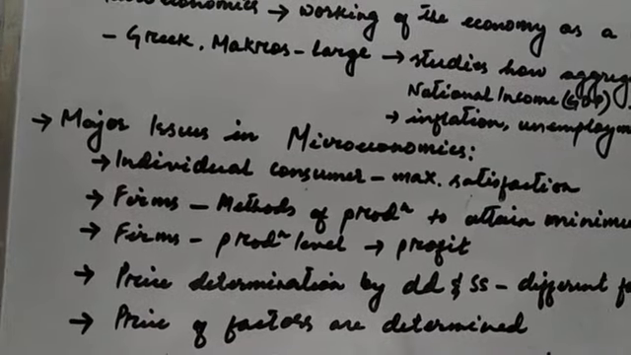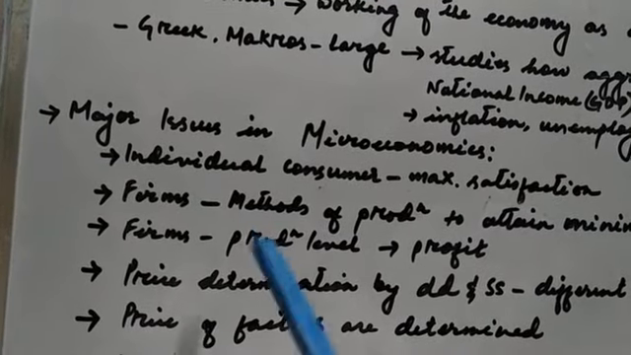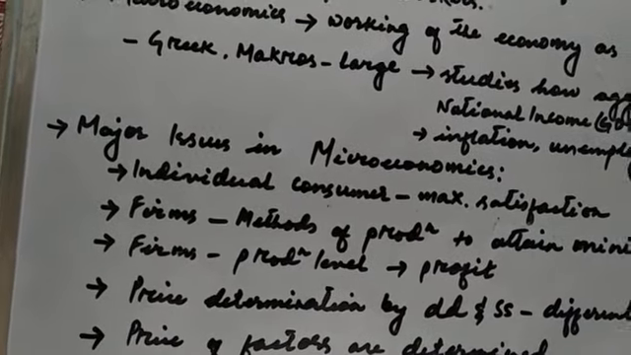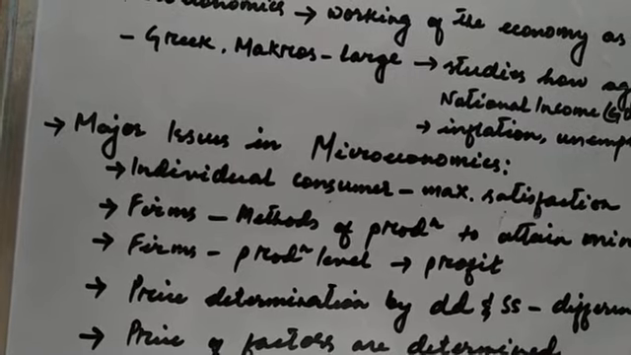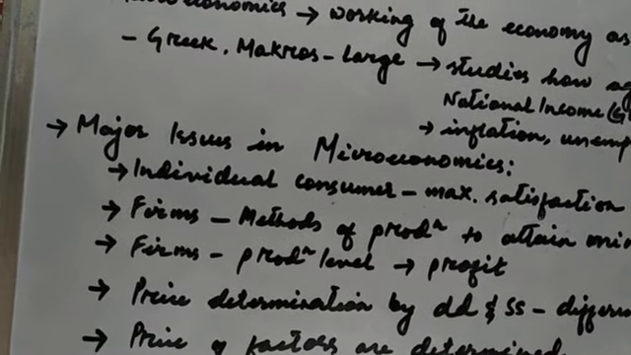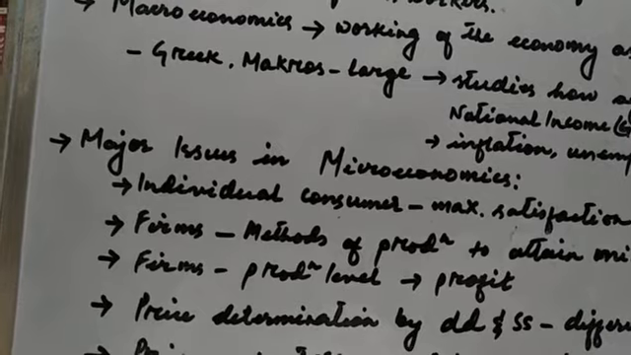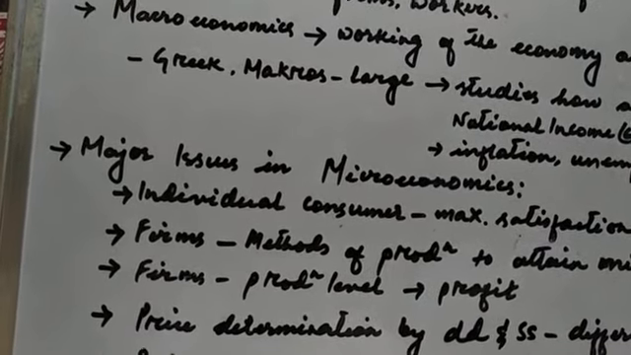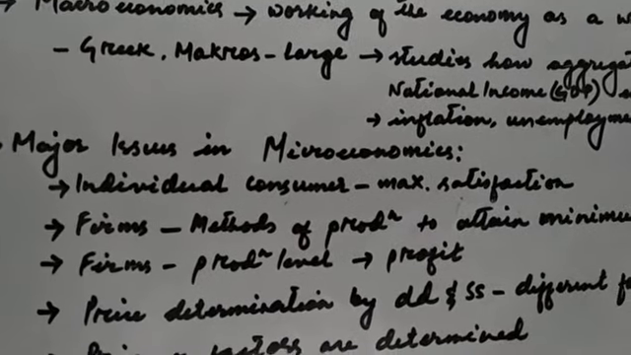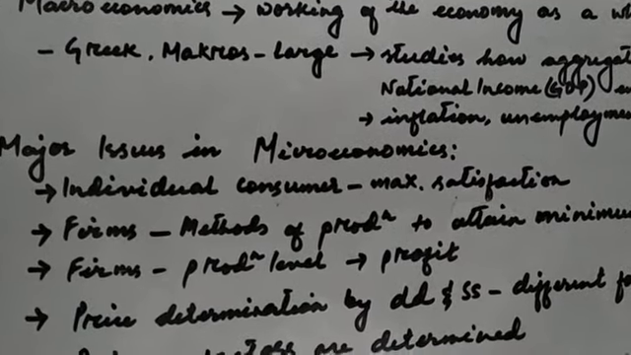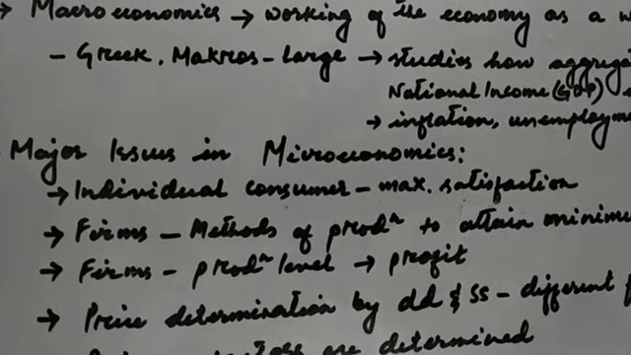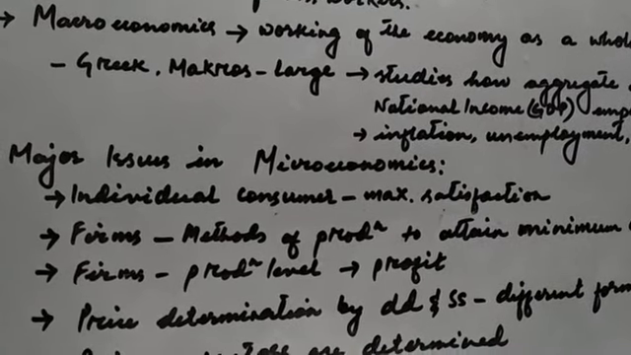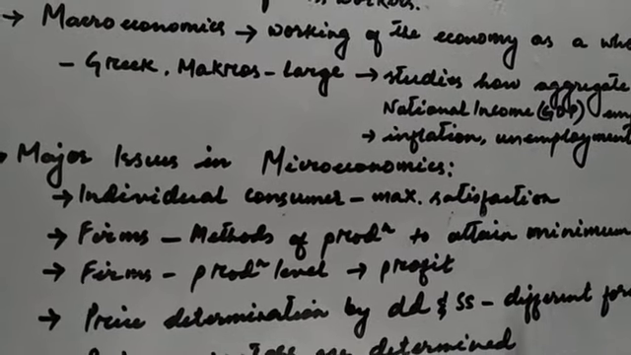The second issue is how firms decide about the techniques or the different methods to be used for production of goods. For what? To minimize the level of cost in producing a given level of output. They will choose the very method or technique which will minimize the cost of production while producing a certain level of output.